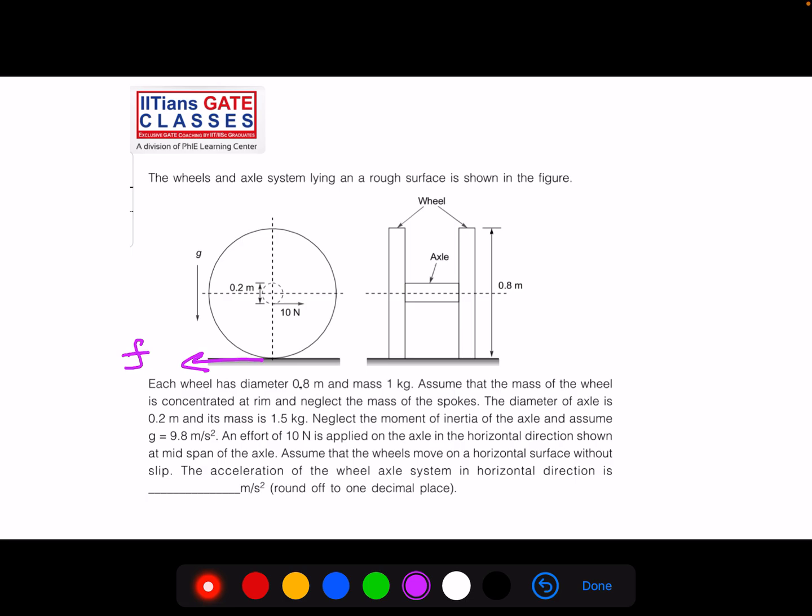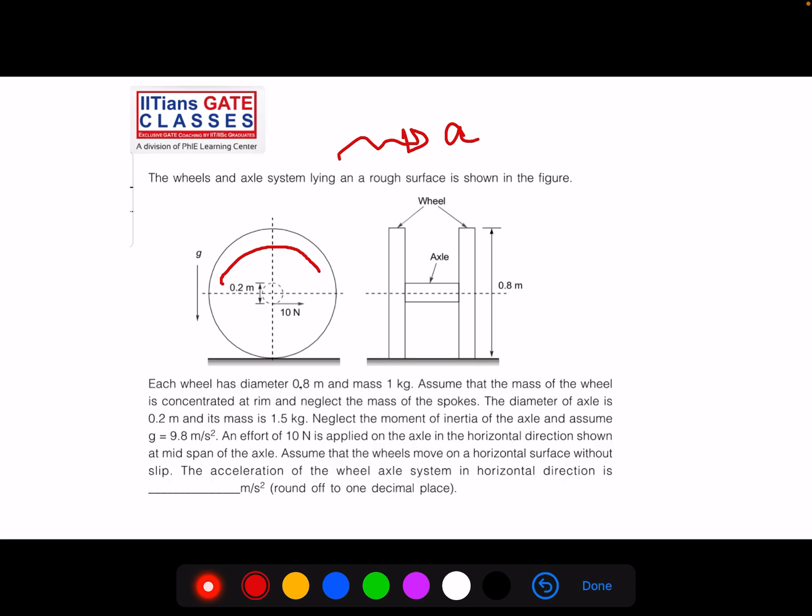In the general case, the friction force will be less than the external force, less than 10 Newton, right? So there is a net force in this direction, F net will be in this direction, because 10 Newton is towards right and the friction force, which is smaller than 10 Newton, is towards left. So what will be the direction of acceleration? The direction of acceleration will be this. If this is the direction of acceleration, how is the wheel moving?